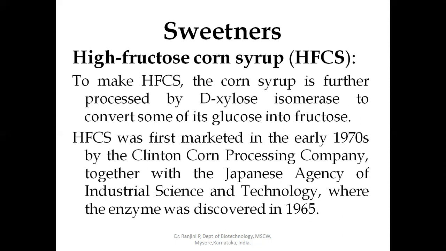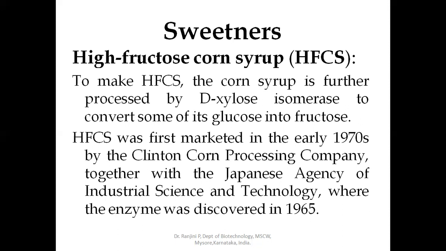So this HFCS, high fructose corn syrup, was first marketed in early 1970s by Clinton Corn Processing Company together with the Japanese Agency of Industrial Science and Technology, where the enzyme was discovered in 1965. As a sweetener, this HFCS is compared to the granulated sugar, but manufacturing advantages of HFCS over sugar include that it is easier to handle and cheaper.